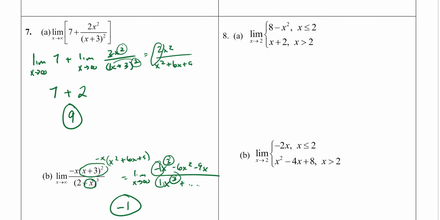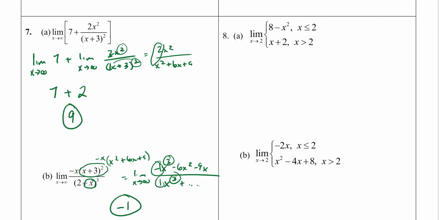8. So we have the limit of a piecewise function. We remember the definition of a limit was that we can find the limit of each half, like the left-hand limit and the right-hand limit, and compare them. If they're the same, then the limit exists. If they're not the same, the limit does not exist.